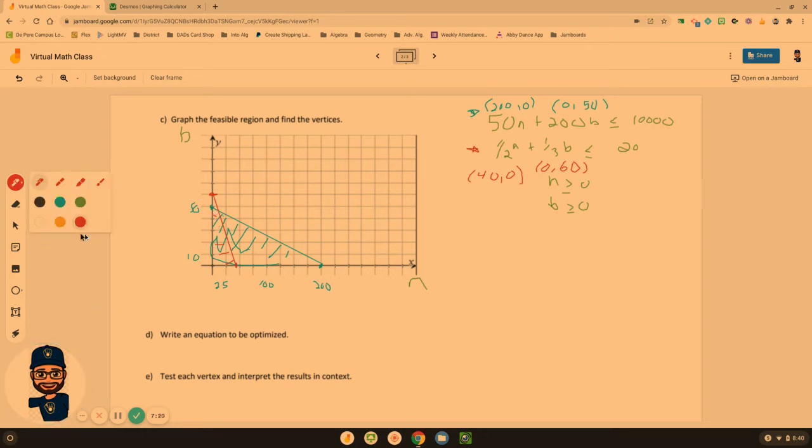Which means we have this golden region from 50 down to 0, 0 over to here, up to the point of intersection and back. We have this gold region right in here. We have 4 different vertices. One vertex is 0, 0. Another vertex, if I go along the x-axis, is right here.